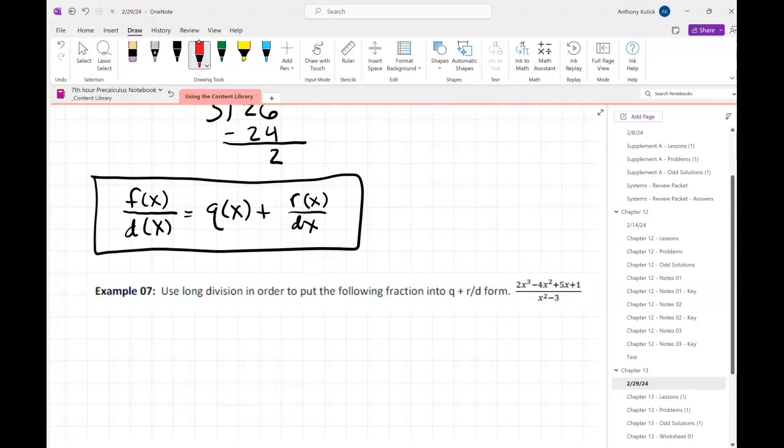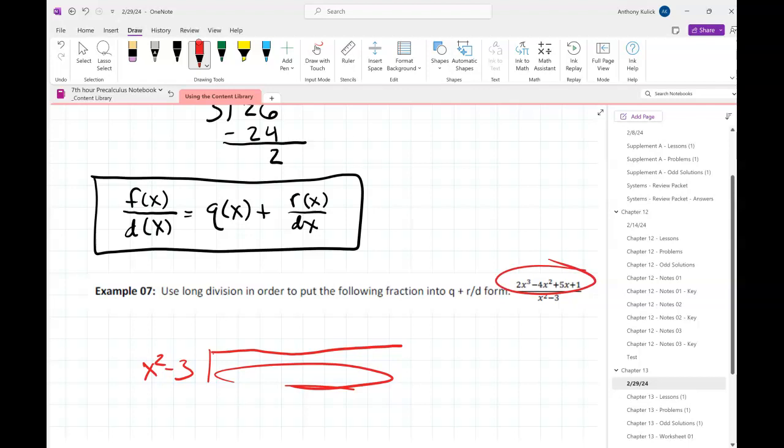So I'm going to start by setting up my division problem. What's going to go out here on the outside? Great. The divisor, or the denominator of my fraction. And what's going to go under my division bar? Excellent, yes. The numerator or dividend of my division problem.